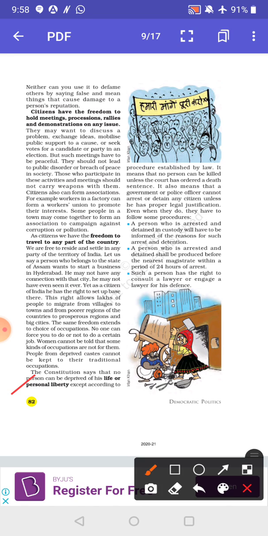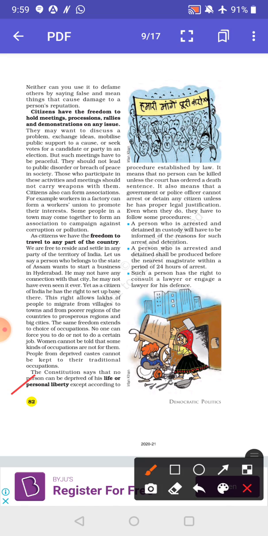Now in the starting of the chapter we read about an incident of Guantanamo Bay in America, how 600 people from different parts of the world were secretly picked up and put in a prison. Now if you compare it with our country, you will see what is written in our constitution, that no person will be deprived of their personal life or liberty. They cannot be killed unless a proper death sentence is ordered by the court, and they cannot be arrested unless the police have a proper legal justification.